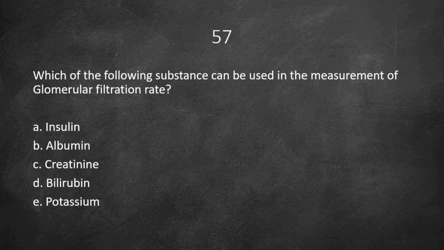Then we look at question number 57. It says, which of the following substances can be used to measure glomerular filtration rate? The options are A, inulin, insulin, B, albumin, C, creatinine, D, bilirubin, and E, potassium. The correct answer here is creatinine, because creatinine is filtered and not reabsorbed, so it's one of the best markers for glomerular filtration rate. Okay, let's move to 58.